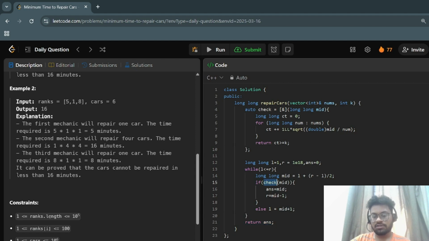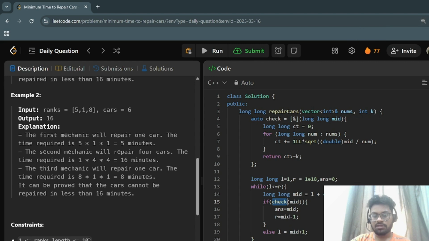So for the logic of the check function, let's check it out. As I told you, this is a lambda function, and I already told you what the use case of a lambda function is: to get rid of the large number of parameters. If you write a separate function, we need to pass nums and k as it is, as that function is out of scope. As I'm writing inside the function scope, I only need to mention the k minutes, which is mid.